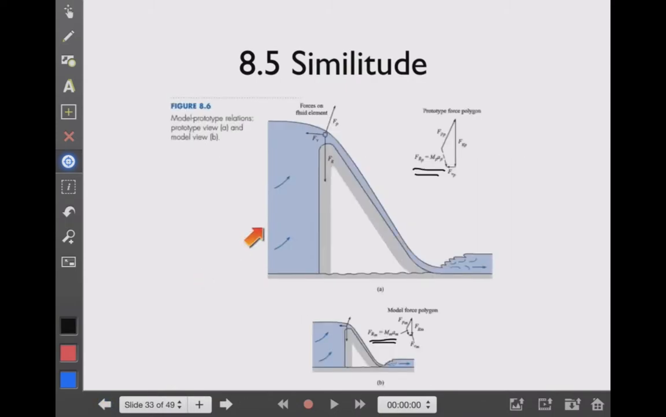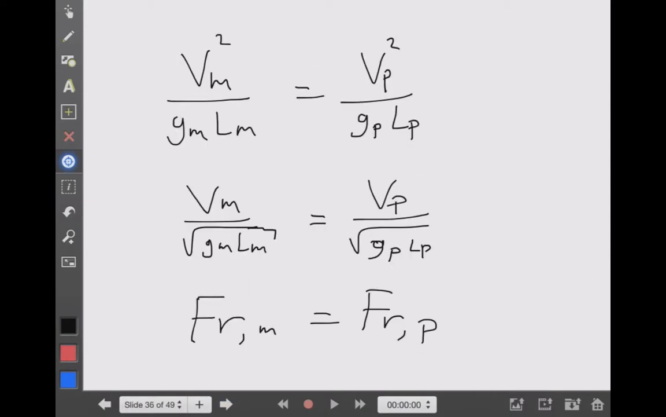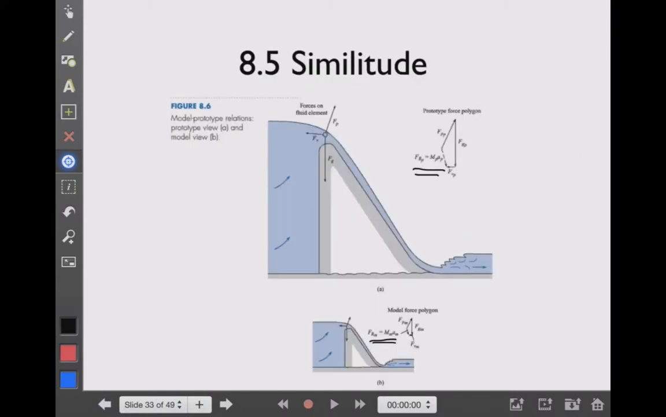we have a prototype structure that perhaps we've built or that we want to build, and a model which we can easily build in the laboratory. For those structures, we've shown that the Froude number is going to be equal. And if these g's are equal, then as soon as we scale down the model, we're going to know what Lm and Lp are, because this is going to be the length, say, the height of this, perhaps the most relevant dimension.